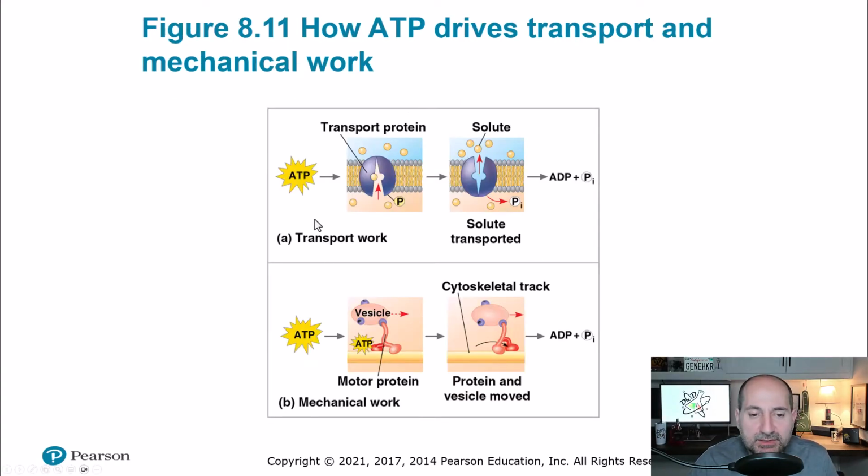Okay, so you can see here transport work. This is a transport protein, a carrier protein. This looks like an active pump or an active carrier. It can use ATP to pump solute against the concentration gradient. So for example, if you want to do active transport of solute, you could use ATP to drive the solute. What about mechanical work? You remember these little walking feet that we talked about, these motor proteins that walk along microtubules? They can use ATP as well. So you hydrolyze an ATP, and this can allow the next step to take place.